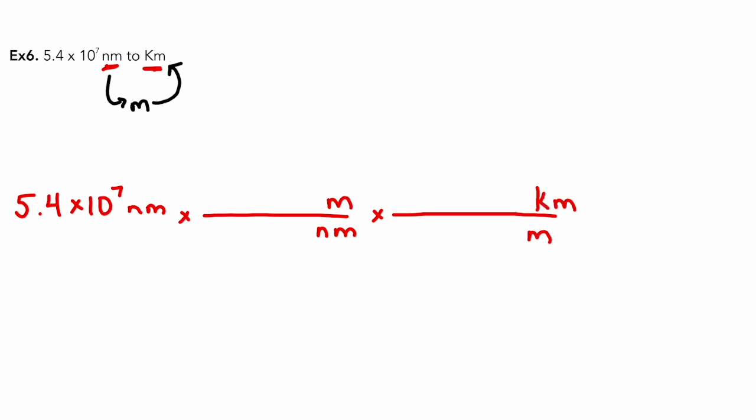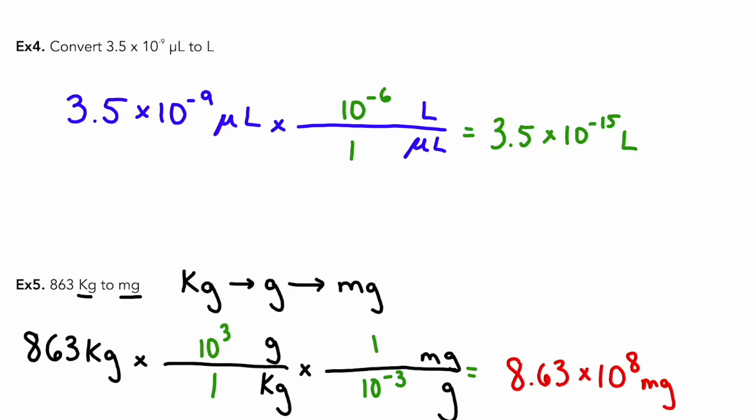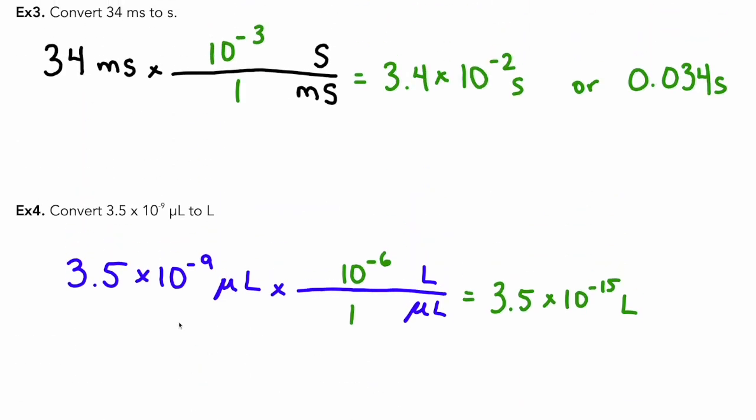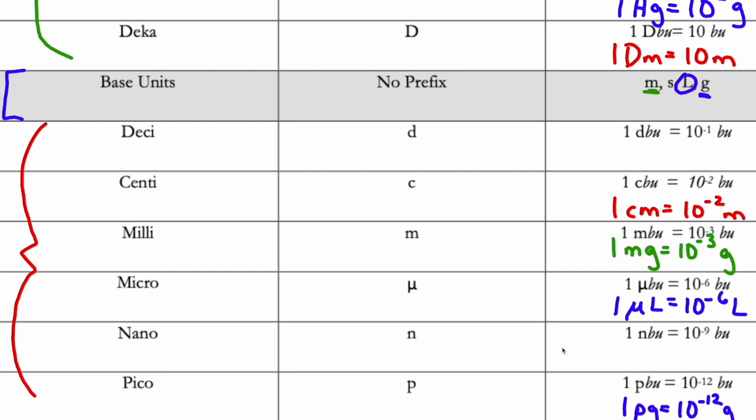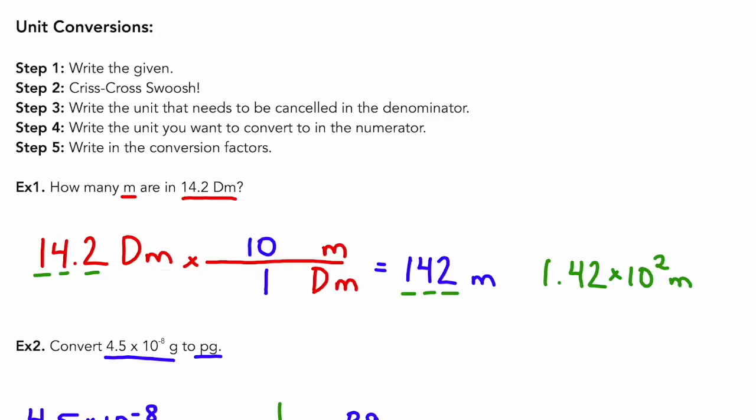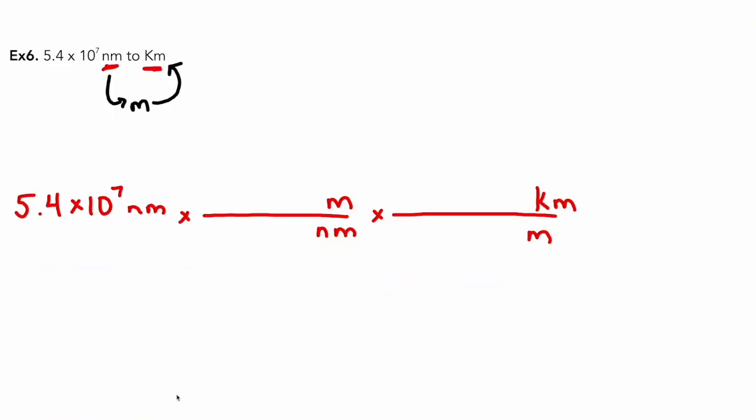And now I can look at my chart and figure out the relationship. So I'm going to go back here. I look at nano, I have to go back 2. So nano is right here. 1 nano, my base unit, is meter. So 1 nanometer is 10 to the negative 9th meters. So I'm going to plug that in. 1 nanometer is 10 to the negative 9th meters.